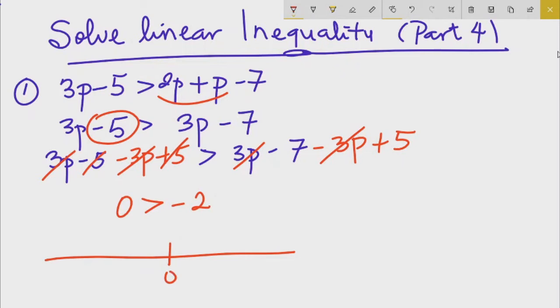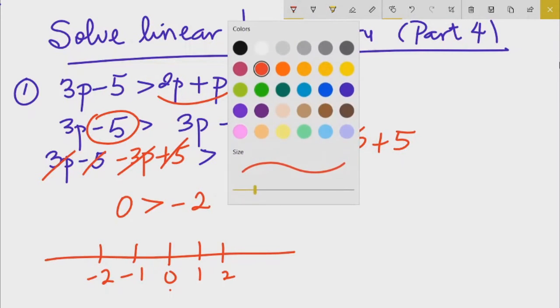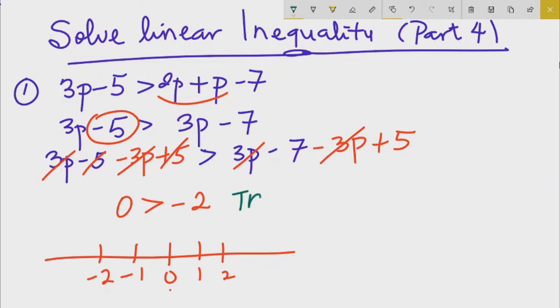To help you, you might want to put this on the number line. When you are on the number line, if you are going towards the right, that means your number is becoming bigger and bigger. And if you are going towards the left, the number is becoming smaller and smaller. So we are told that 0 is greater than negative 2. That's true, so this is a true statement.